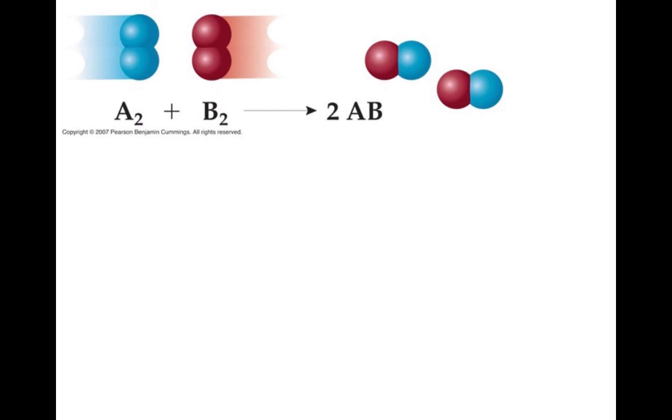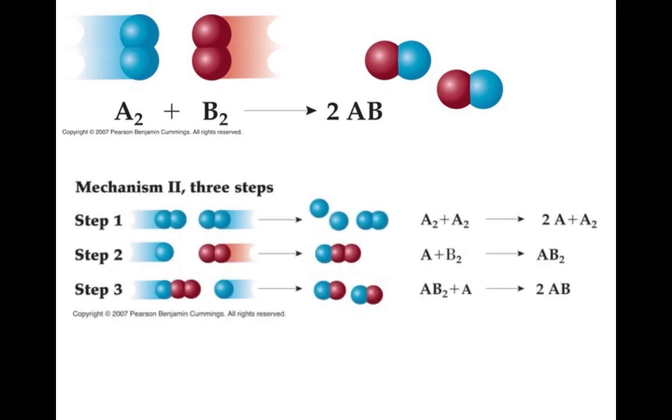So here's just a simple version of a single step mechanism. We have A2 plus B2 going to 2AB. We have the collision there between the A2 and B2 molecule. They break the AA bond, the BB bond, and they form two new AB bonds. So that would be a single step mechanism.